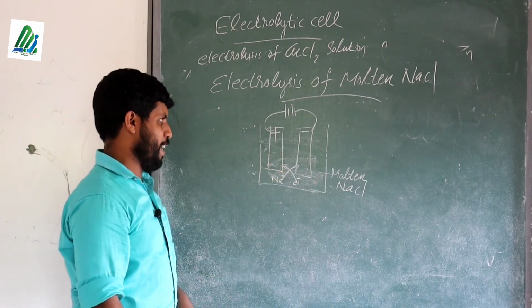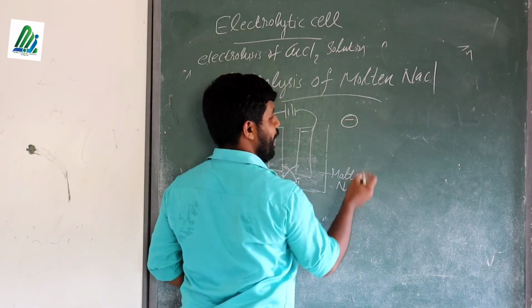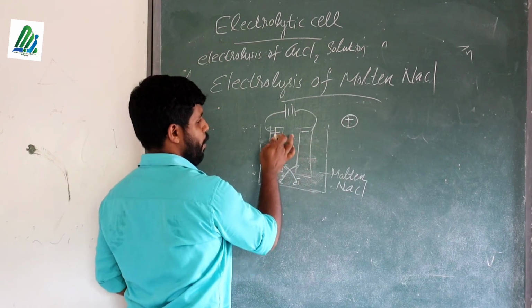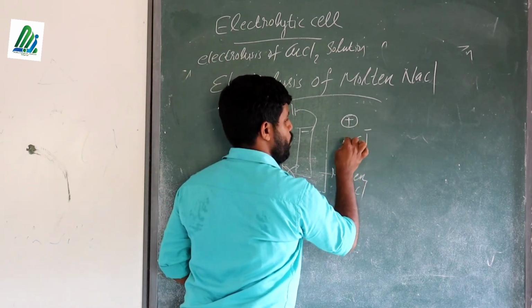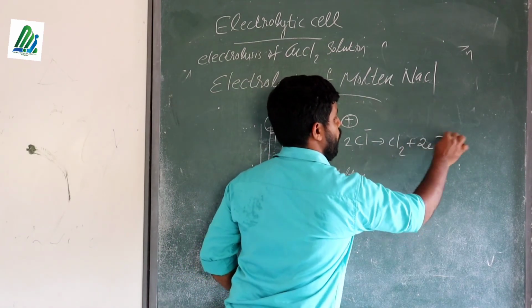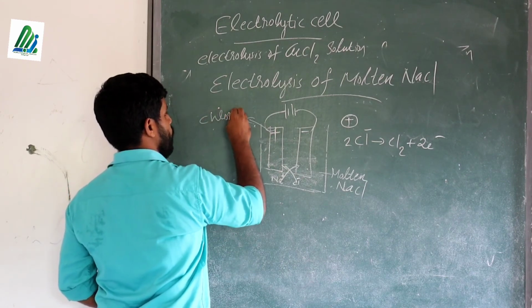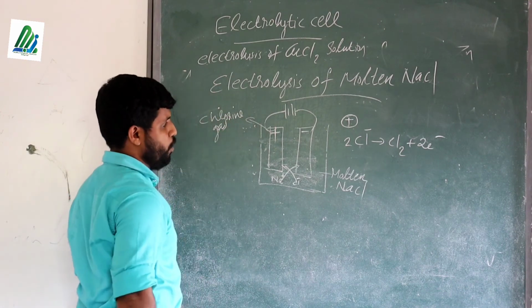If the Cl minus ions reach the positive electrode, what happens? The Cl minus ions donate electrons and become Cl2, which is chlorine. So chlorine gas is produced, and it is expelled from the positive electrode.